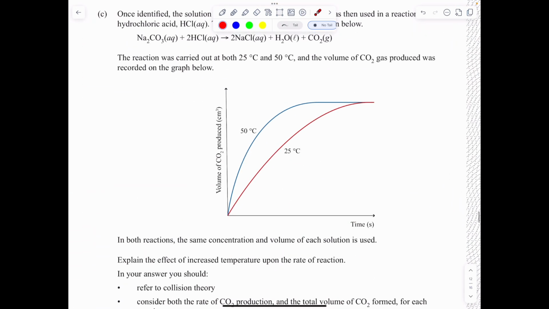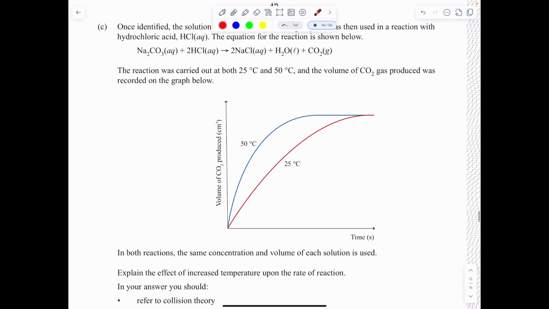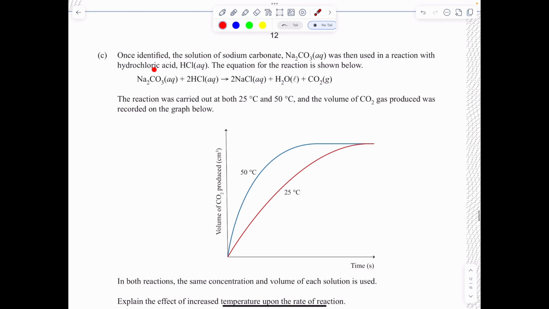All right, we are up to the last question of this exam. Once identified, the solution of sodium carbonate was then used in a reaction with hydrochloric acid. The equation is shown below. The reaction was carried out at both 25 degrees and 50 degrees, and the volume of CO2 gas produced was recorded on the graph below. So at 50 degrees, as you can see, this is a lot steeper than this line over here.